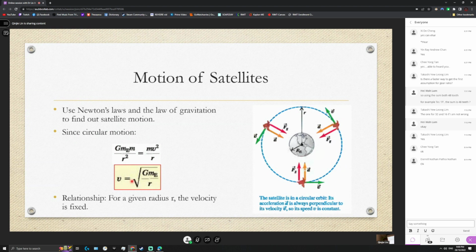From this expression, it tells you that for a given radius r, that means at a given distance from Earth, the velocity is fixed. So they will see how far they want the satellite to travel around Earth, then they will have to adjust and set this velocity accordingly.